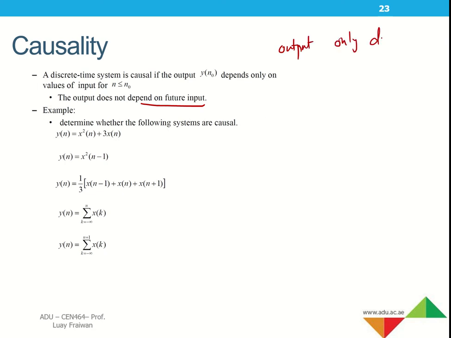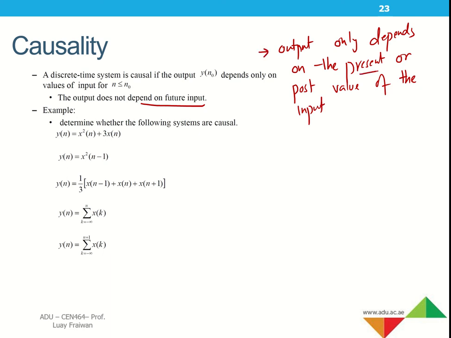The output only depends on the present or past value of the input. Okay, the output of the system only depends on the present or the past value of the input. Then your system will be causal.